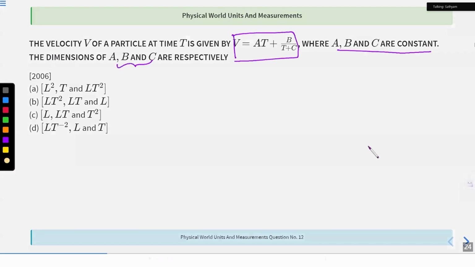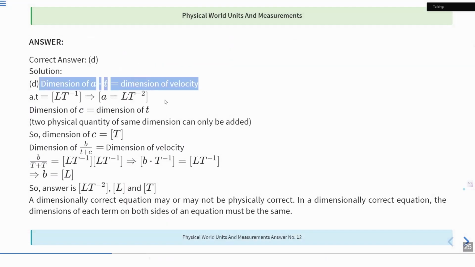You basically need to focus on this equation. A, B and C are constants, then the dimension of A, B and C are respectively. So first derive for A, then derive for B, and then derive for C. That is what they have done over here.